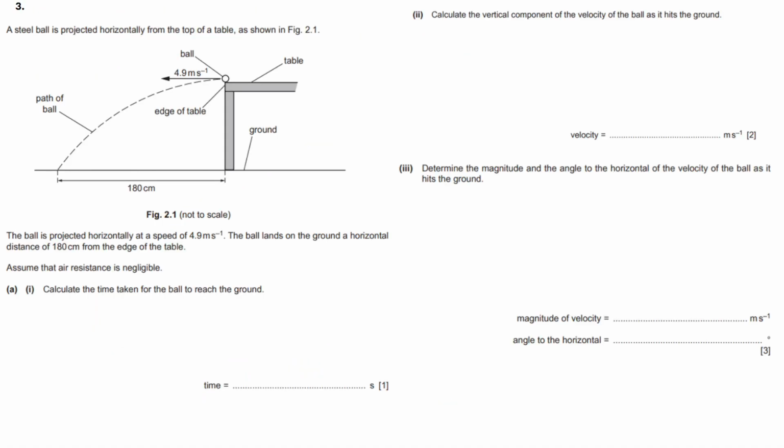All right, number 3. A steel ball is projected horizontally from the top of the table as shown in figure 2.1. The ball is projected horizontally at a speed of 4.9 meters per second, and the ball lands on the ground a horizontal distance of 180 centimeters from the edge of the table. Assume that air resistance is negligible. Calculate the time taken for the ball to reach the ground.